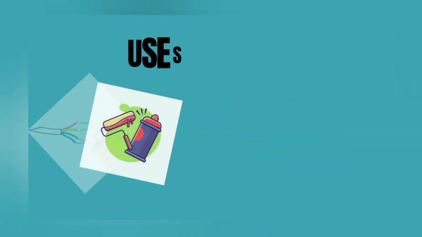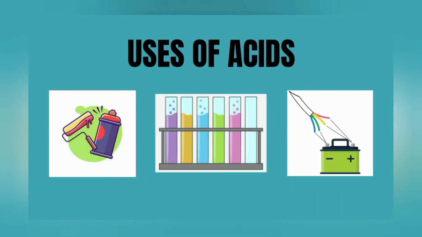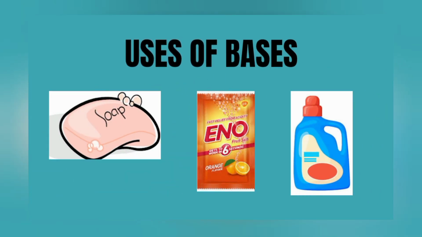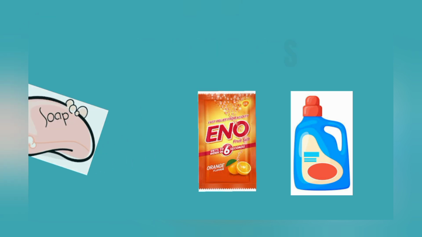You can as well find acids in your batteries, your car batteries, in the paints used in painting the house, as well as its usefulness in the lab. Bases are used in the production of soaps and detergents. The milk of magnesia, which is magnesium hydroxide, is used in calming stomach acidity.